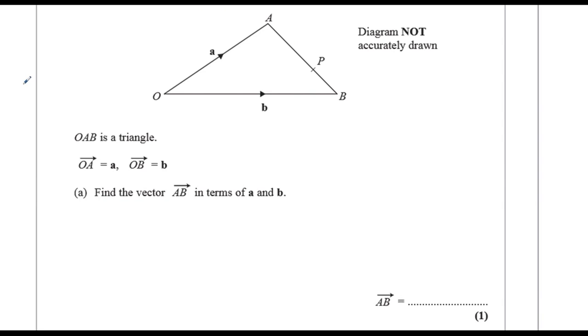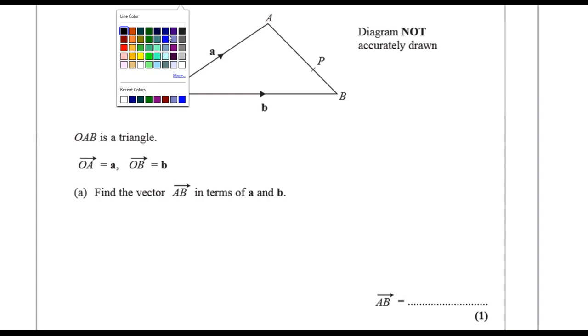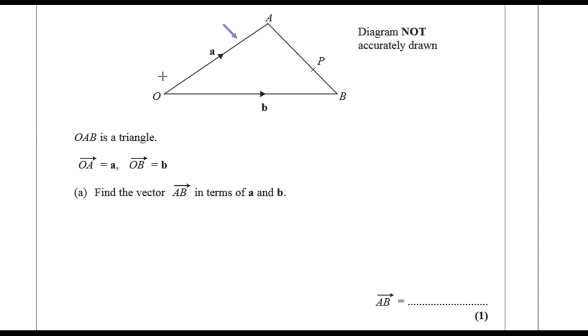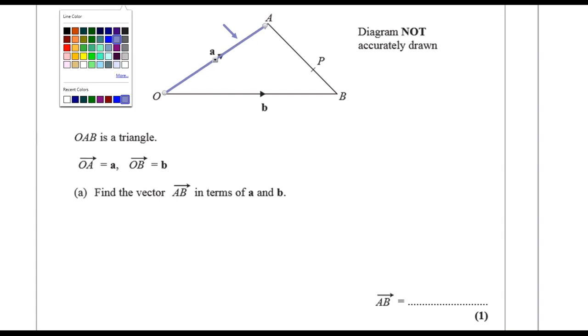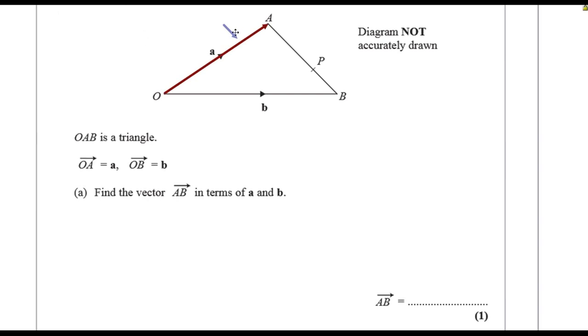Anyway, next one. OAB is a triangle. OA is A from O to A, so let's put that on as an arrow. What colour shall we have for this one? Let's go for a nice lilac colour. Okay, I didn't want it there. There you go. That is the vector A. And we want the vector B, which is from O to B. Let's do that one in red. Gonna have to switcheroo here, I think. Right, fine, we'll use this arrow. It's left over anyway, not doing much.